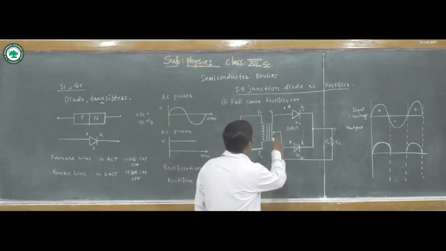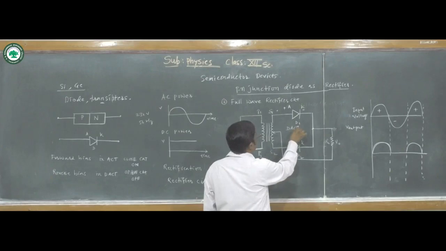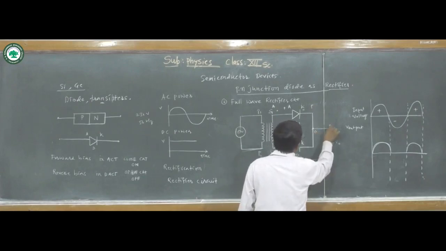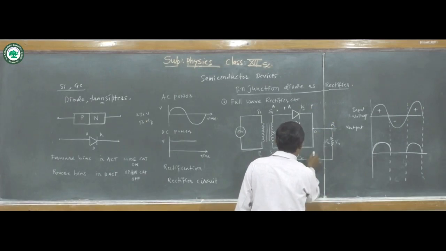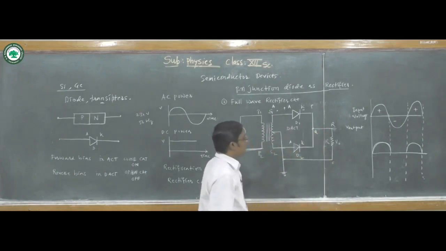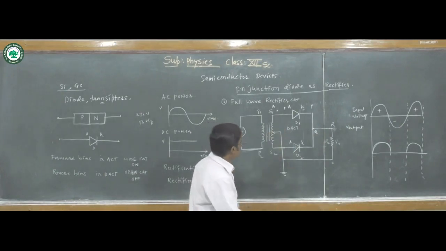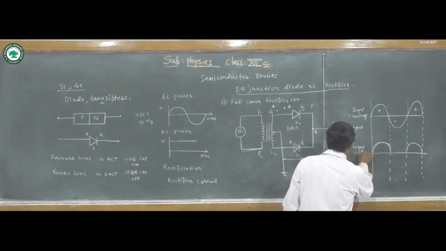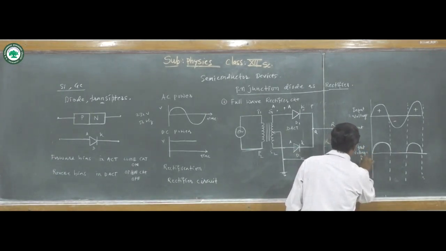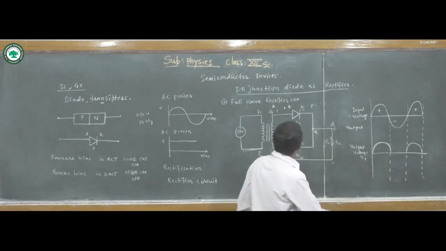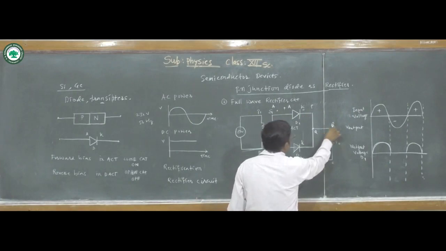In the positive half cycle, the diode D1 is in activation mode and current starts to flow from point A through P, Q, R and S. When D1 is in activation mode, during this positive half cycle, we get the output voltage here. Current flows through A, P, Q, R, S.